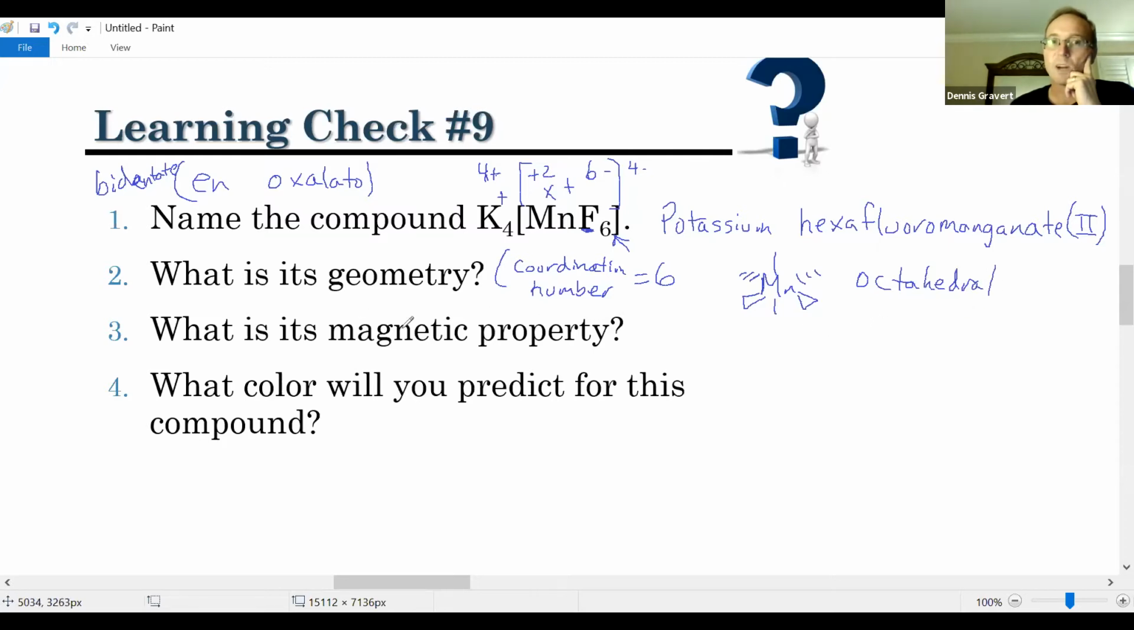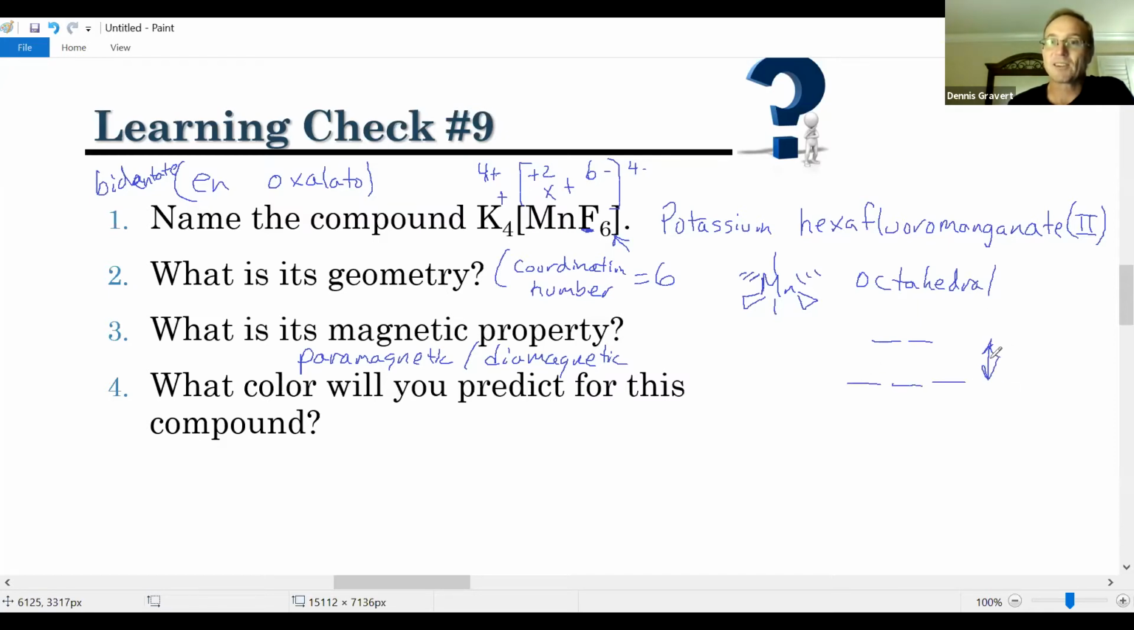Cool. What is its magnetic property? Okay, so that could be on the test. There's 2 words to choose from. It's either paramagnetic or it's diamagnetic. How do you figure it out? You need to get the crystal field theory going. It's going to be 2 up, 3 down low.